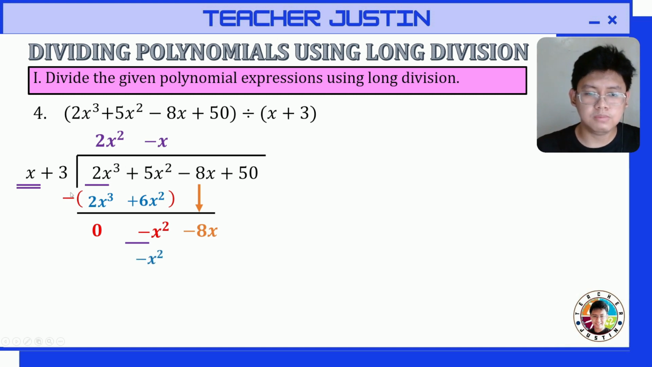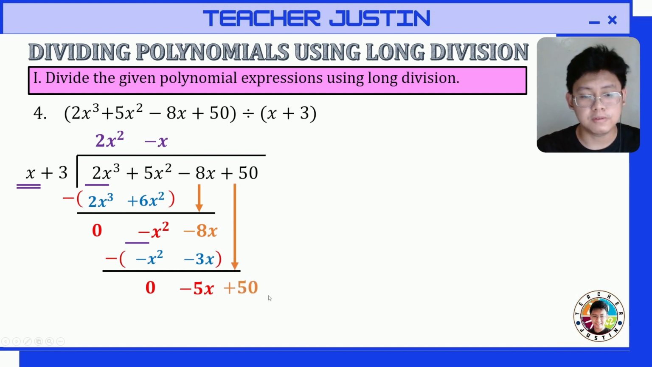Negative x times 3 will be negative 3x. Tapos, subtract ulit natin. Negative x squared minus negative x squared is 0. Negative 8x minus negative 3x will be negative 5x. Tapos, bring down natin si positive 50.